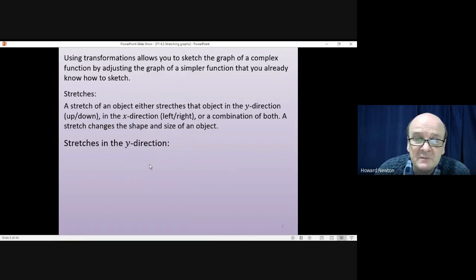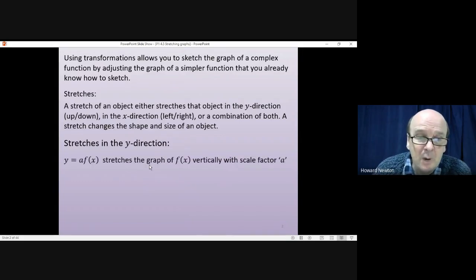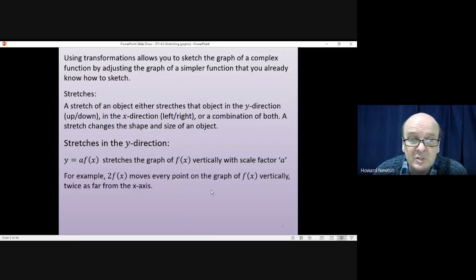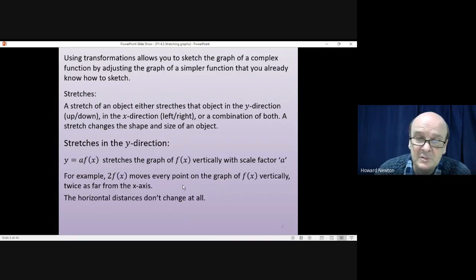Stretches in the y direction, first of all. If you have y equals a f of x, that just means some constant times by f of x. That will stretch the graph of f of x vertically with a scale factor of a. So for example, if you had 2 times f of x, that will double all the y values and move every point on the graph of f of x vertically twice as far from the x-axis. The horizontal distances won't change at all.